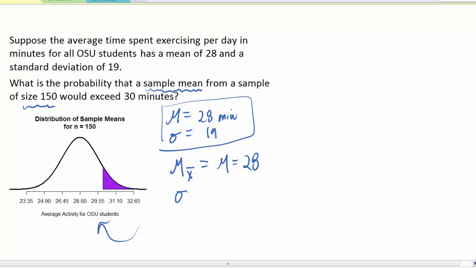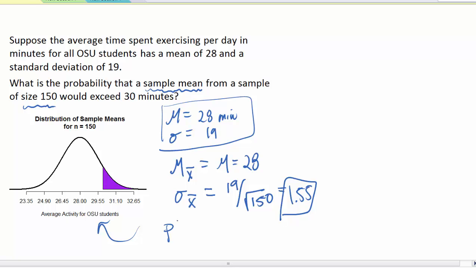But our standard deviation, sometimes called the standard error, sigma x bar, will be equal to 19 over the square root of my sample size of 150, which in this case is equal to 1.55. So now this is my standard deviation for my sampling distribution of x bar. To rephrase this, x bar has a mean of 28 and a standard deviation of 1.55.